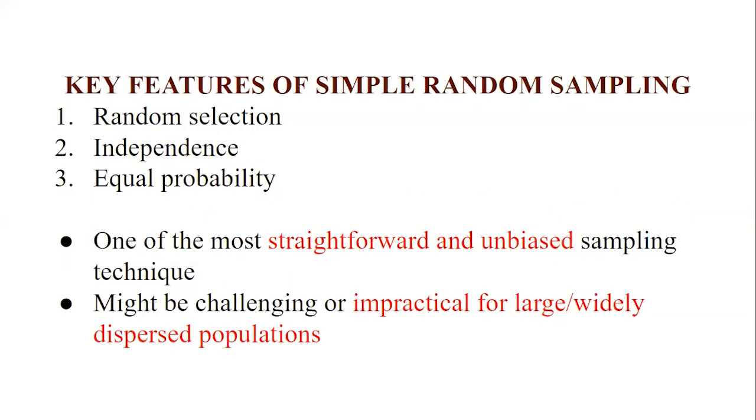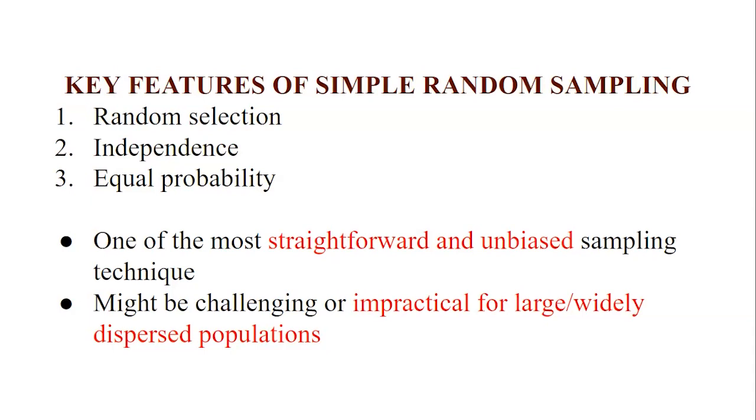So these are the key features of simple random sampling. First one is, of course, random selection. Every individual in the population has an equal chance of being selected for the sample, and this selection process is typically done through random methods like lottery, random number generators, or random tables. Next key feature is independence. Each selection is made independently of others, which means that the selection of one individual does not affect the probability of another individual being chosen.